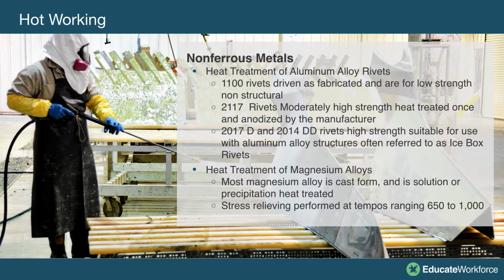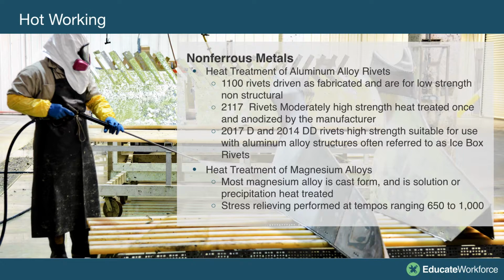Heat treating of aluminum alloy rivets. 1100 rivets are going to be driven as fabricated. They're low strength and are non-structural. 2117 rivets are moderately high strength. They're heat treated once and anodized by the manufacturer.